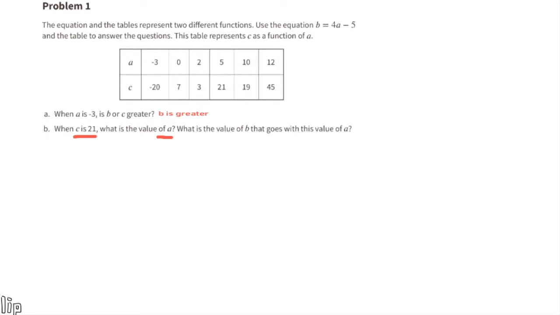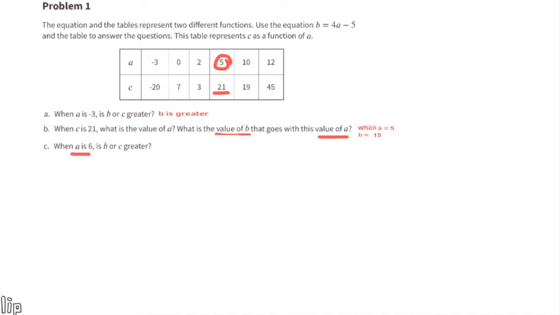B. When c is 21, what is the value of a? What is the value of b that goes with the value of a? Let's look at the table. In the table, when c is 21, a is 5. In this case, we can substitute the a with a 5. So the original equation reads b = 4 times 5 minus 5. 4 times 5 is 20, and 20 minus 5 is 15. When c equals 21, a equals 5, and b equals 15.